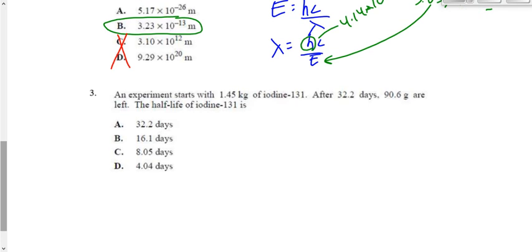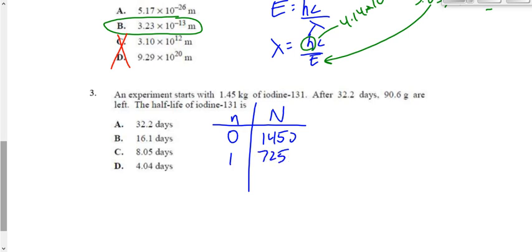3. Here's another half-life thing, but this is one of those logarithm or divide by 2 method questions. 0 half-lives, I've got 1.45 kilograms or 1,450 grams. 1 half-life, 725. 2 half-lives, 362.5. 3 half-lives, 181.25. Is that right? And then 4 half-lives is 90.6 grams.